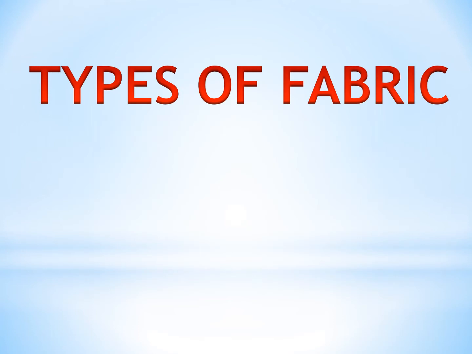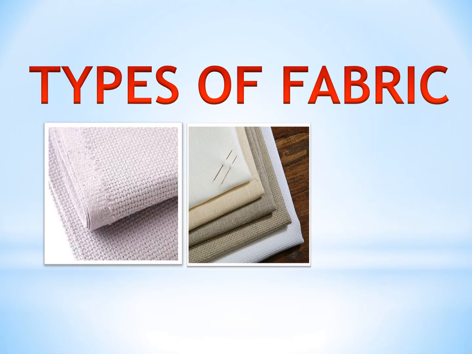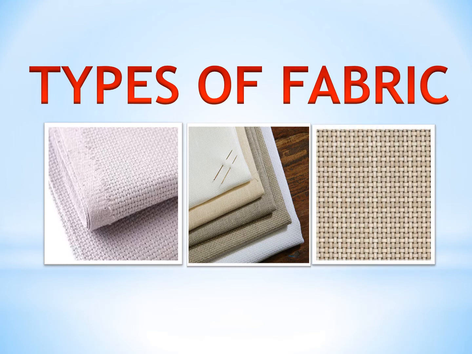Next is fabric. A fabric is a material used in embroidery. It is also known as cloth of great variety, and they differ in materials, weave, weight, design, color, and finish. There are three types of fabric. One is even weave, the other one is common weave, and the basket weave.